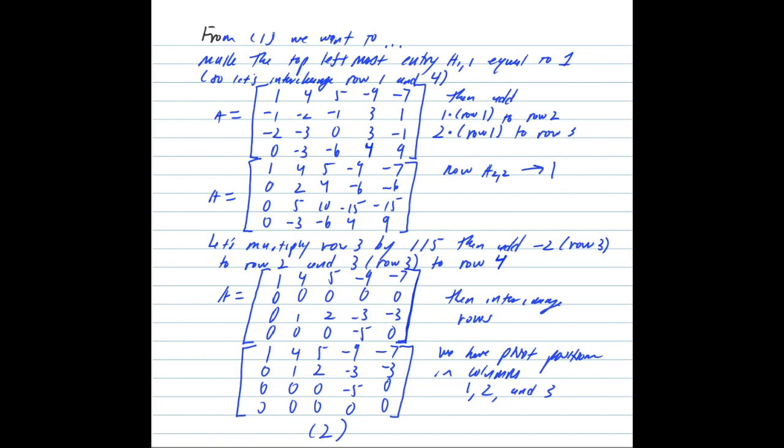And then we're going to interchange rows. So we're going to interchange row 2 with row 3. And now we can see that we've got pivot positions in columns 1, 2, and 4. I think in the video it says 1, 2, and 3, but it's 1, 2, and 4. So you can see in row 1 we have the value 1 in the first column, and then in row 2 we have the second entry, and then in row 4 the leftmost value is -5.